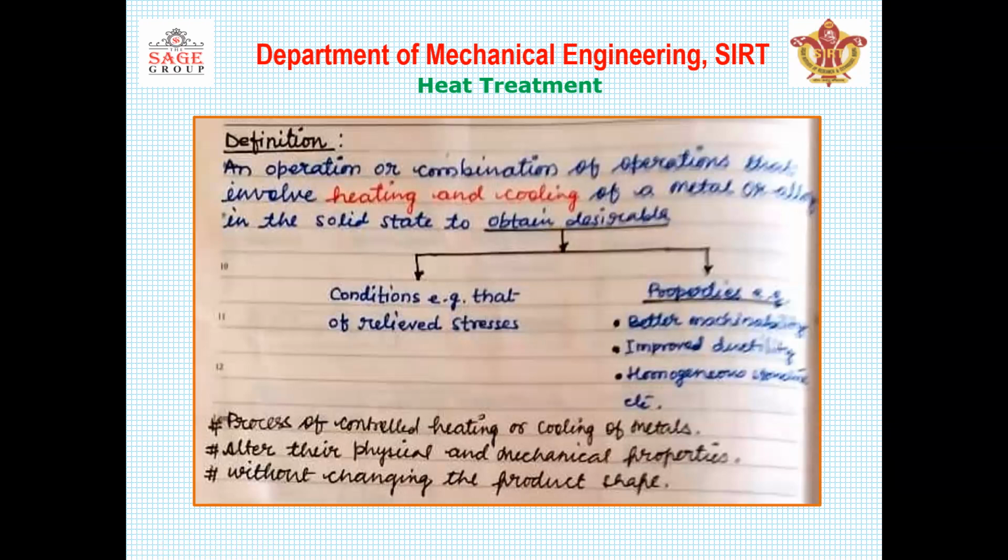So, the process takes place from solid to solid, and the transformation takes place from one phase to another phase in the solid state. And for this, only one reaction is responsible, that is the eutectoid reaction. And definitely you have studied the eutectoid reaction in the different phase diagrams. So the eutectoid reaction is the only reaction that is responsible for the heat treatment process.